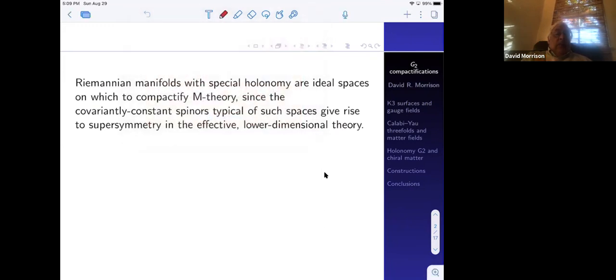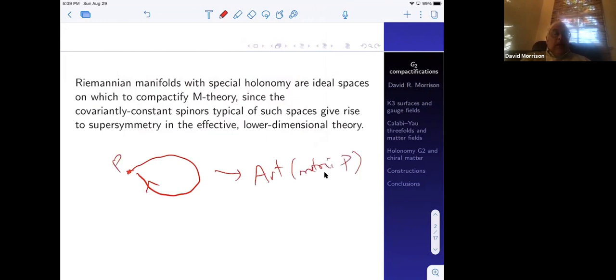To find the holonomy of a Riemannian metric, I should take parallel transport around a loop, and parallel transport around a loop induces an automorphism of the metric at the point P. That automorphism group should be a subgroup generally of the orthogonal group of the Riemannian manifold, maybe of dimension n. If the manifold was oriented, then it will be an SO(n).